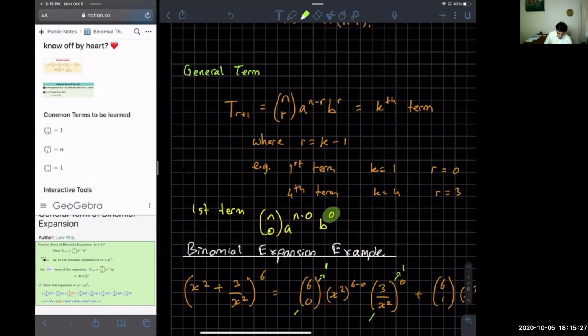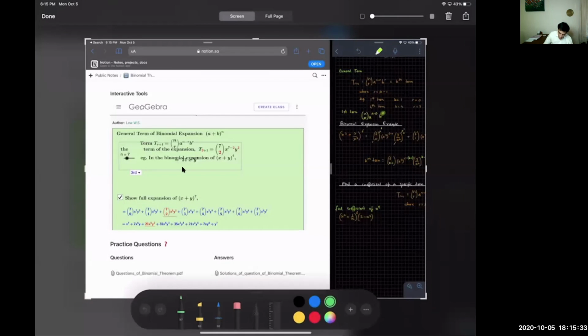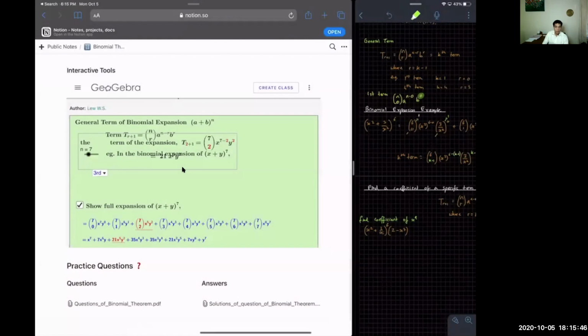If you remember, if you look down here, the x value has 7, but the y value is 0, right? It's multiplied by x to the power 7 times y to the power 0. And it's because there's the 0 here that they do minus 1.